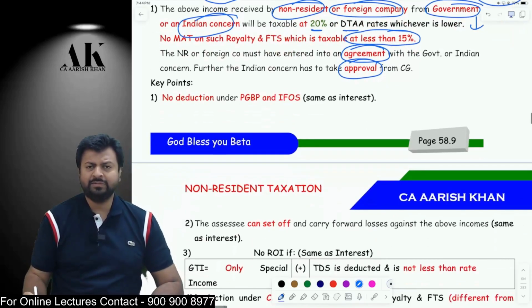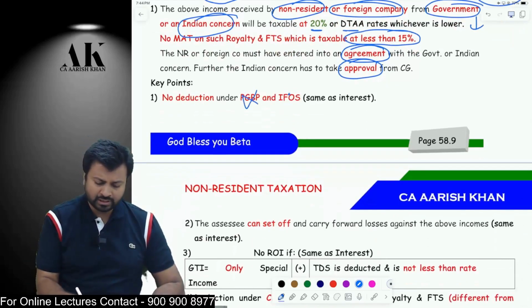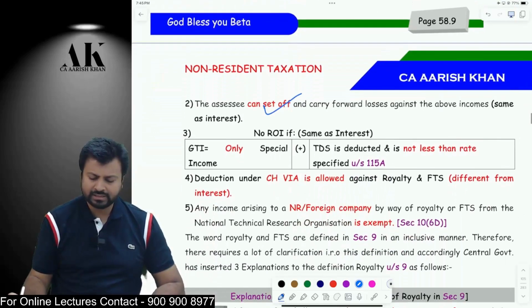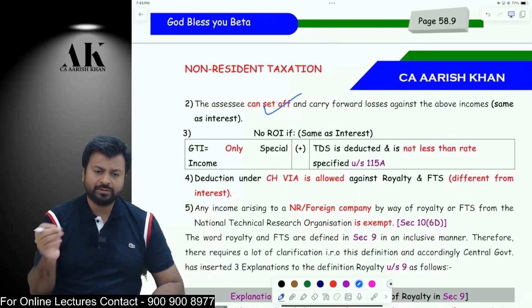Next one, whether any PGBP deduction will be allowed? No PGBP deduction, no IFOS deduction. Whether I can set off the loss? That loss can be set off against the income. There is no worry about it. Okay, the loss can be set off against the income.